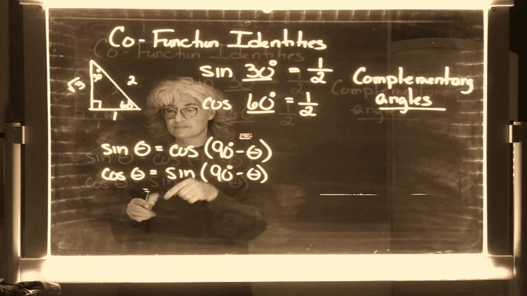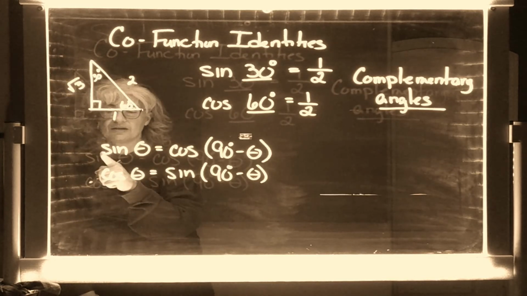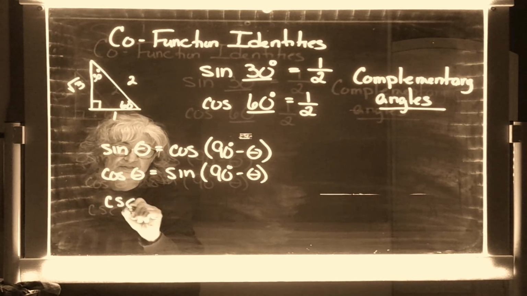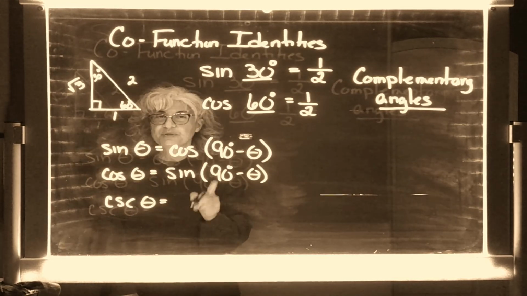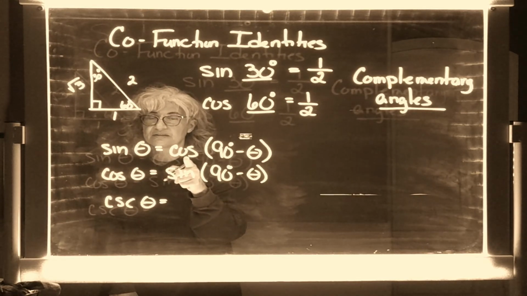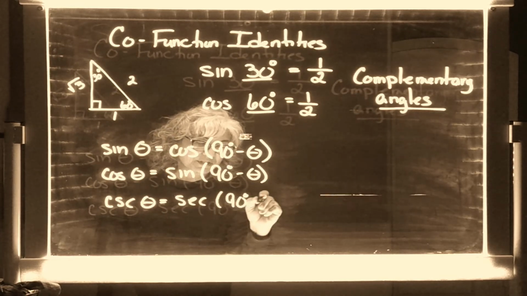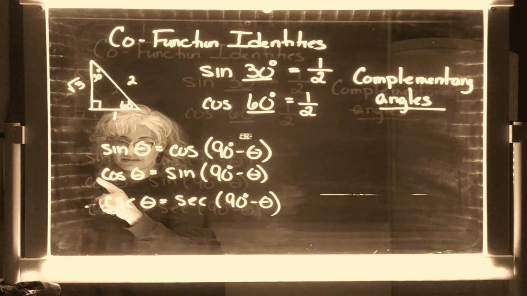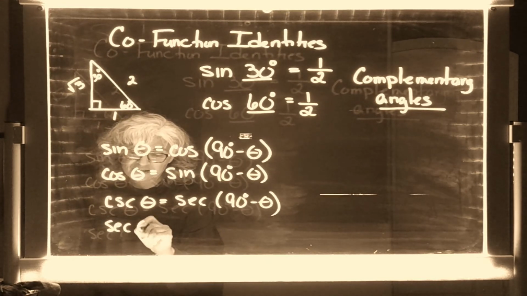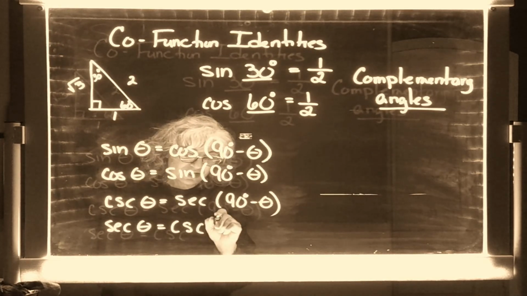Okay. Let's look at what's the reciprocal of sine? Good, cosecant. So if I look at the cosecant of an angle, it should be equal to the, what's the reciprocal of cosine? Good, secant. It will be equal to the secant of its complement. And this one, that would be the secant of theta equaling the cosecant of the complement.